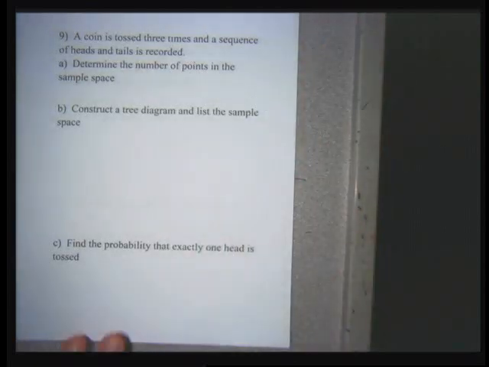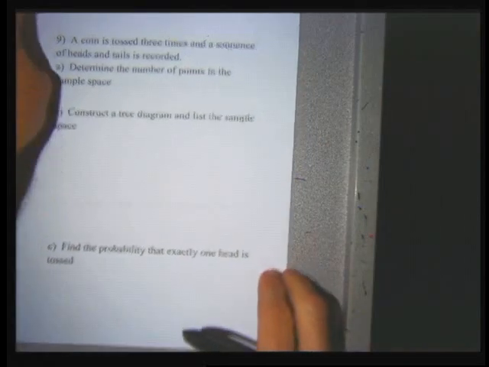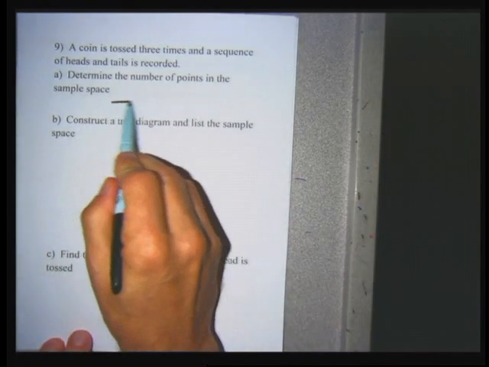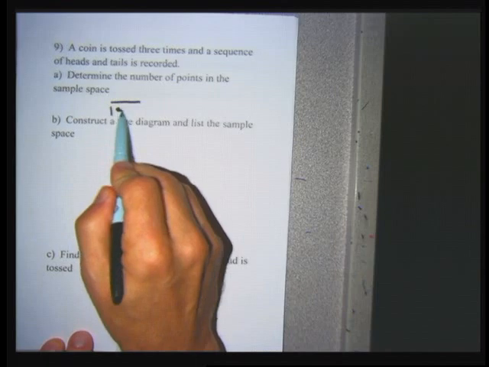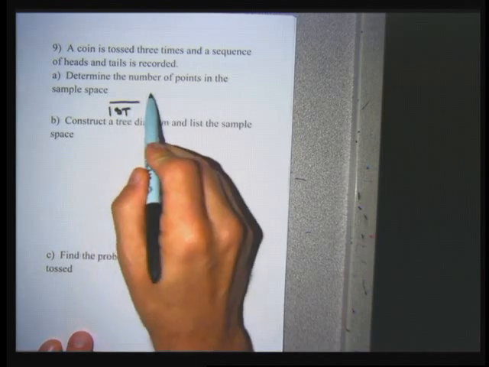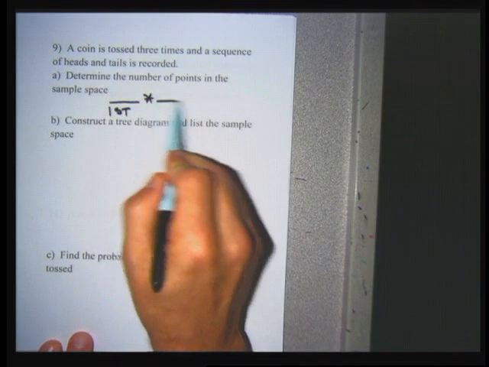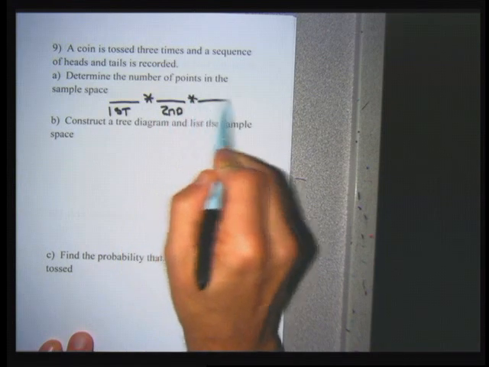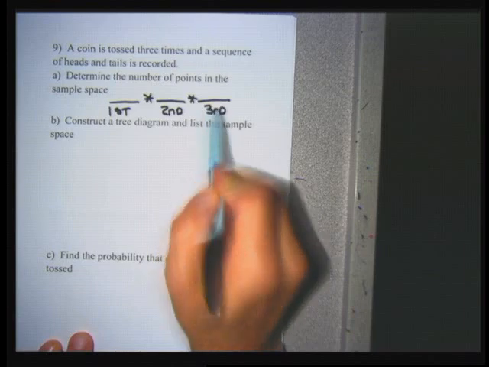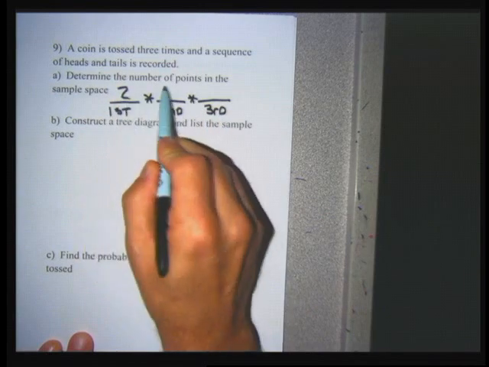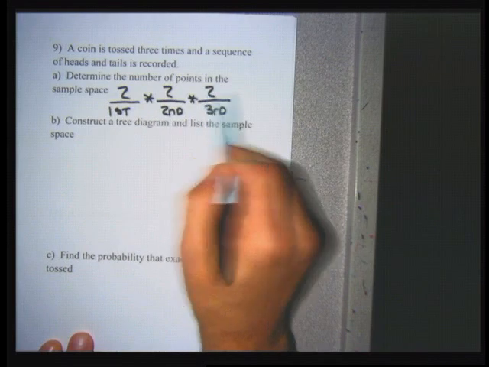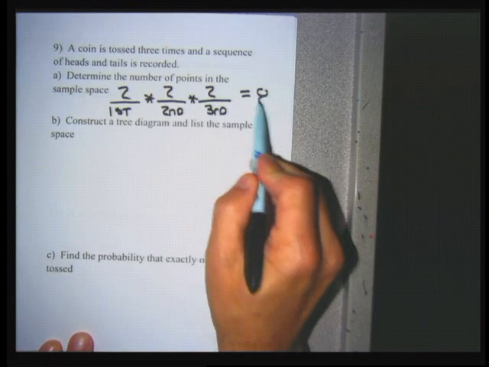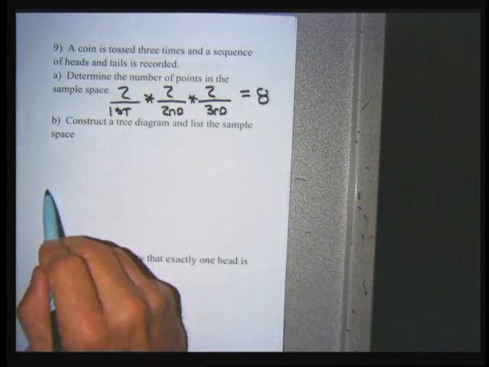A coin is tossed 3 times. So for probability purposes, coins and kids work the same way. So to do part A, the number of items in the sample space, I'm going to make a first toss, or a first flip, a second flip, and a third flip. And each time I flip it, it can come up heads or tails, so there's 2 different possibilities. And if I multiply those 3 2's, that will tell me my sample space is going to have 8 elements in it.